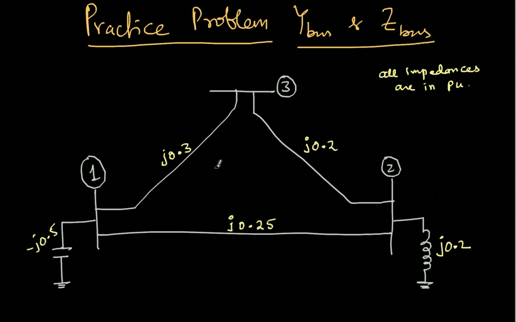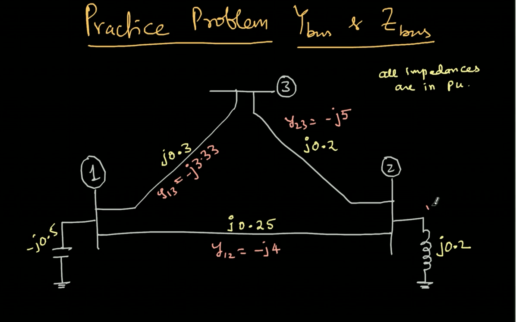So I'll just write the admittances. Y13 equal to 1 by this. So 1 by 0.3 will be 3.33 and this will be minus j. Similarly, Y23 will be equal to 1 by this, that is minus j5. And here Y12 will be equal to minus of, that is 1 by this. So this will be minus j4. So 1 by 0.25 will be 4.